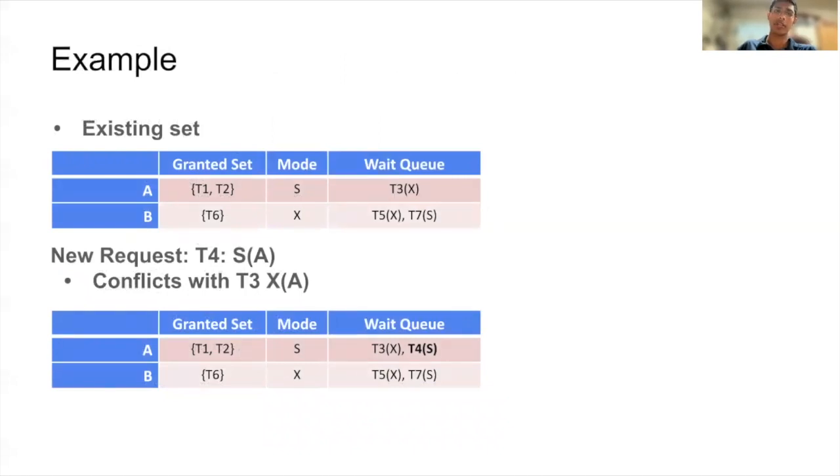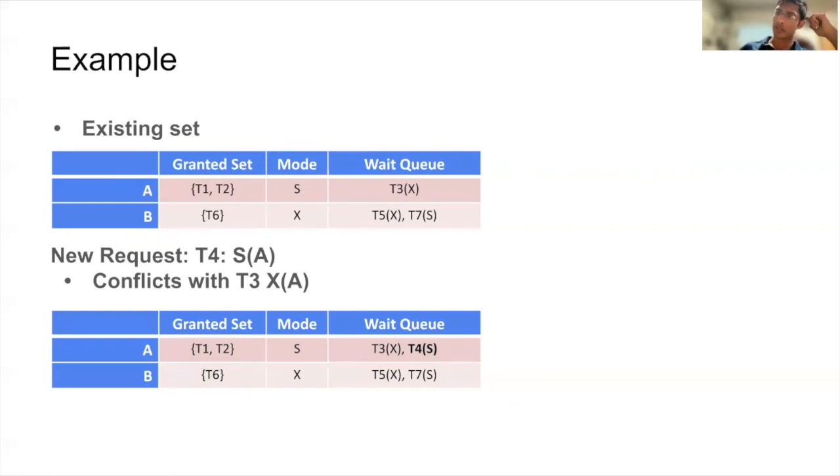But let's walk through an example of the lock manager. Here's the existing set. Resource A has T1 and T2 holding a shared lock on it. And in the wait queue, we have T3, which wants an X lock on resource A. For resource B, T6 has an X lock on it, and T5 and T7 are queued up waiting to request and get an X lock and an S lock specifically.